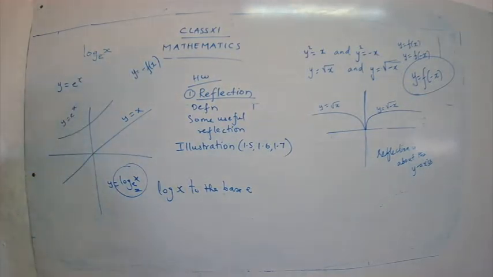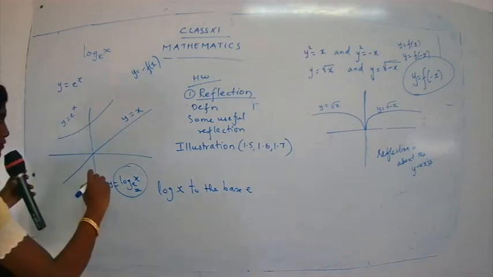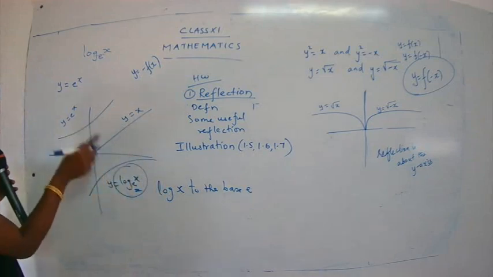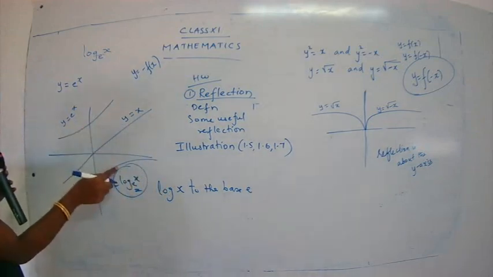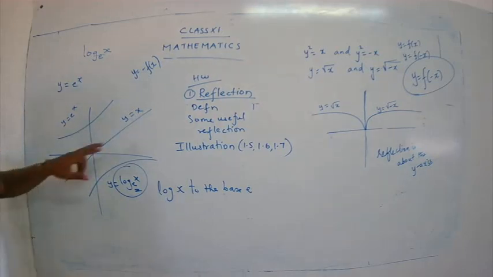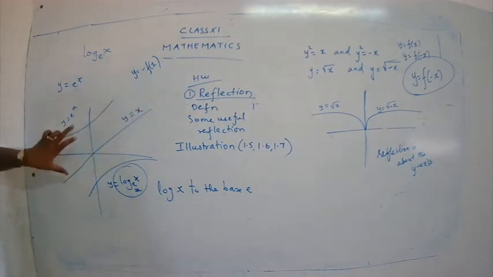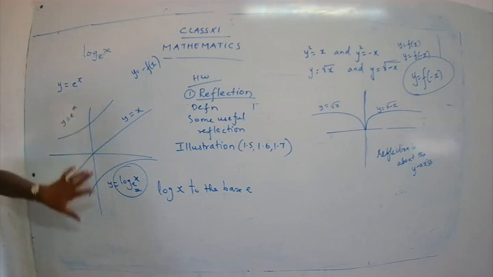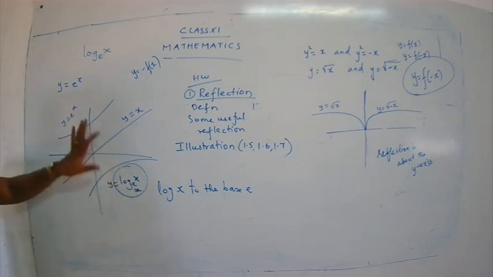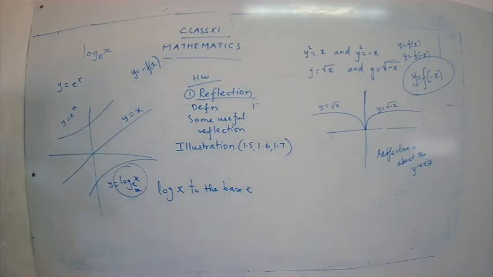So since they are inverses, you will get a graph over here, somewhat like this. What you can see here is that they are reflections, and this line is called the mirror line. Y is equal to x is a mirror line, and y is equal to e raised to x and y is equal to log x to the base e are symmetrical to each other. So that was your point number 3.